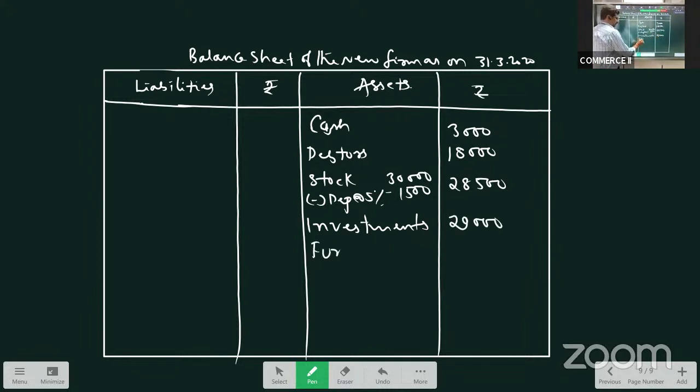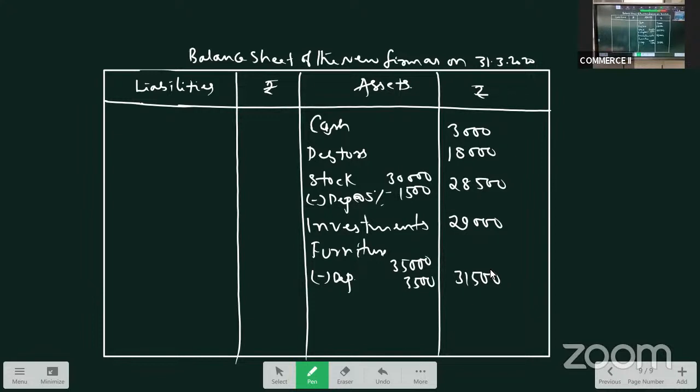Then furniture. Furniture is given as 35,000. Depreciate furniture by 10%. 3,500. Take 31,500. Okay. Next, buildings. Buildings are 34,000, but now they are revalued at 43,000.